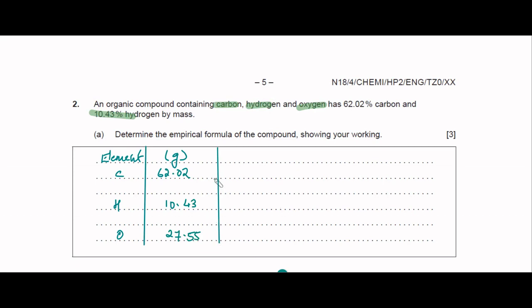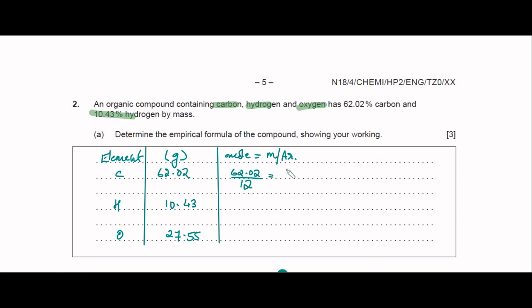Now, the next aim is to convert it into moles. Whenever we do mole related or stoichiometry related questions, the given data, let it be in volume, let it be in mass, everything we'll be converting into moles. Here also we have to do the same thing. The given mass, we have to convert into moles. The formula goes like number of moles is equal to mass over atomic mass. So for carbon, it is 62.02 divided by the atomic mass of carbon, which is 12.